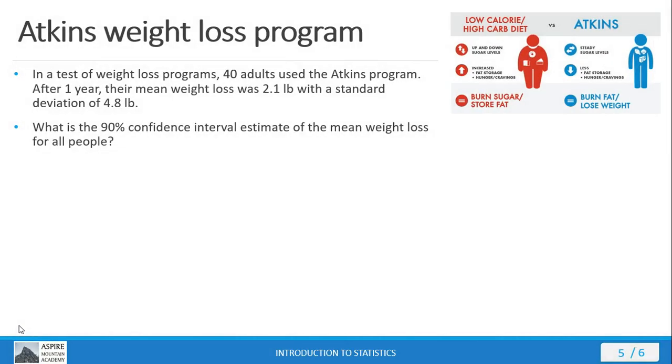Let's take a look at another problem involving the Atkins weight loss program. In a test of weight loss programs, 40 adults used the Atkins program. After 1 year, their mean weight loss was 2.1 pounds with a standard deviation of 4.8 pounds. What then is the 90% confidence interval estimate of the mean weight loss for all people?